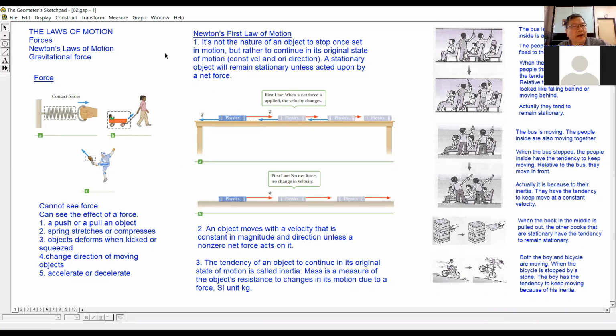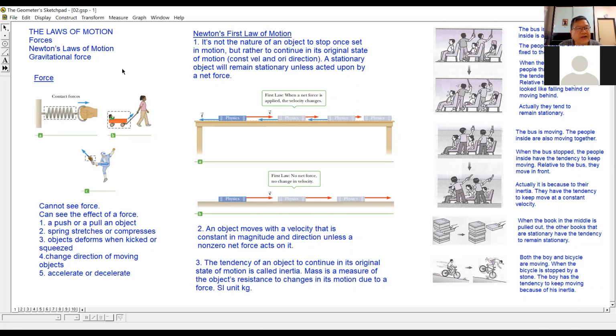We are going to do forces and Newton's laws of motion. Newton's law of motion is about force, right? What is a force?